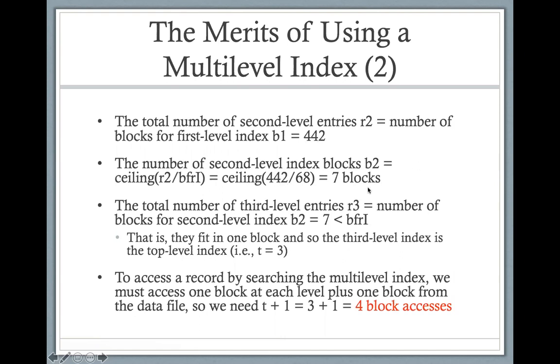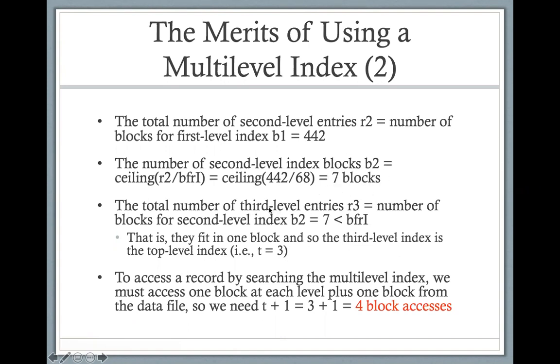So the second level index is a huge improvement. Only 7 blocks to store it, because I'm using a primary index, so its size is much smaller than the first level index. Can I stop now? The answer is no. I only stop when I have 1 block. So I'll create an index on top of the second level index. What type of index? A primary index. So I create a primary index on top of this second level index with 7 blocks.